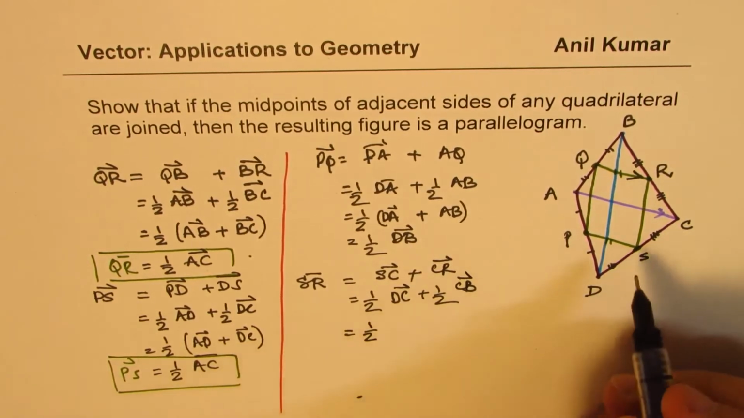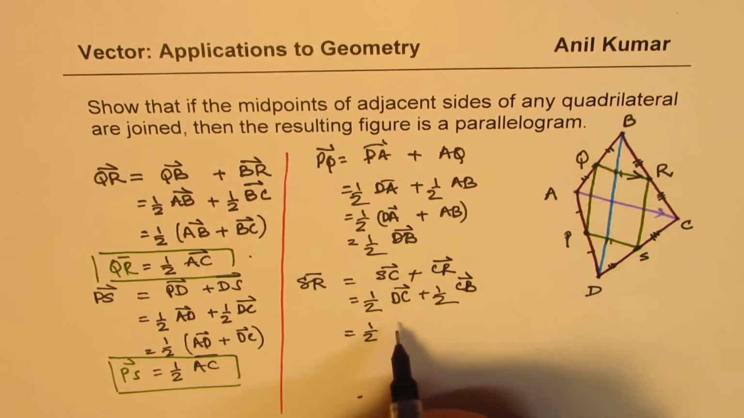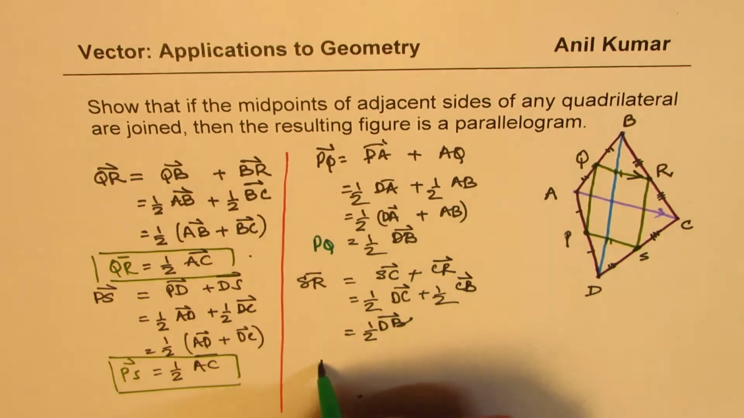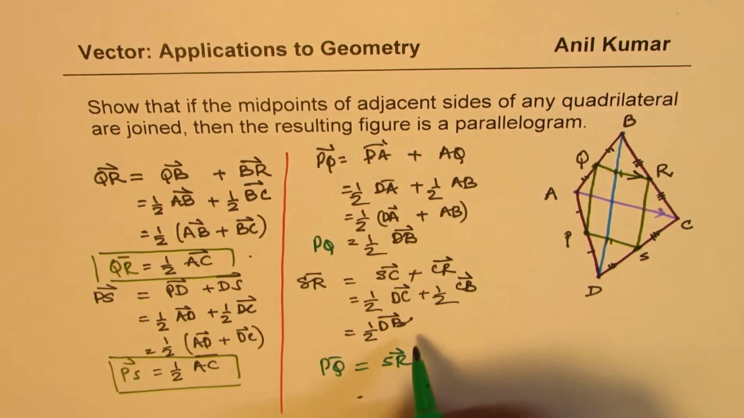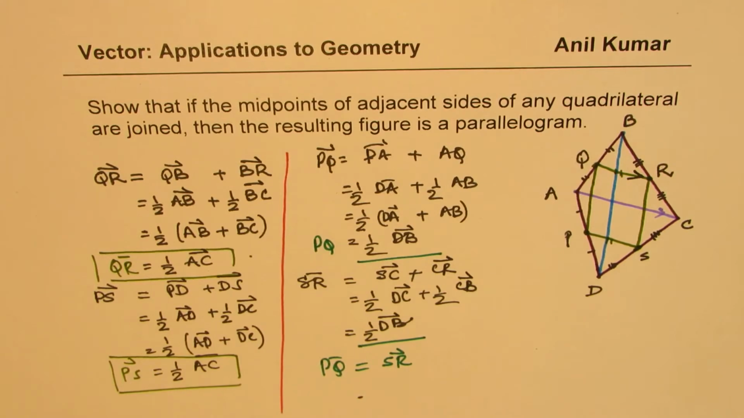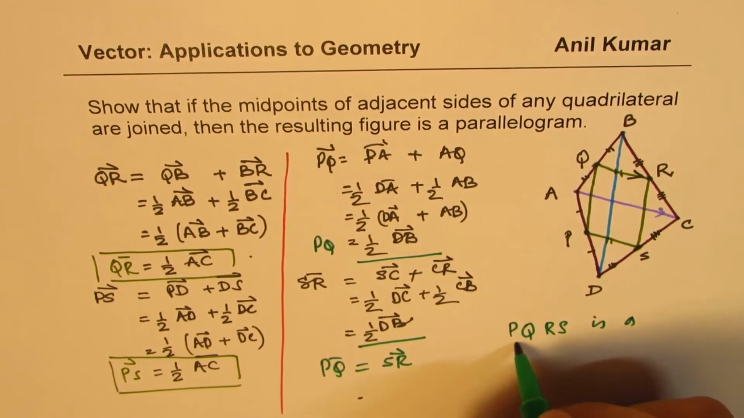That means it is half of DC and CB is half of BD, right? So you can write this as half of DB. So again, we have shown that they are also equal. So we got PQ equals SR, correct? So they are parallel and they are equal. So that is how we can say that PQRS is a parallelogram.